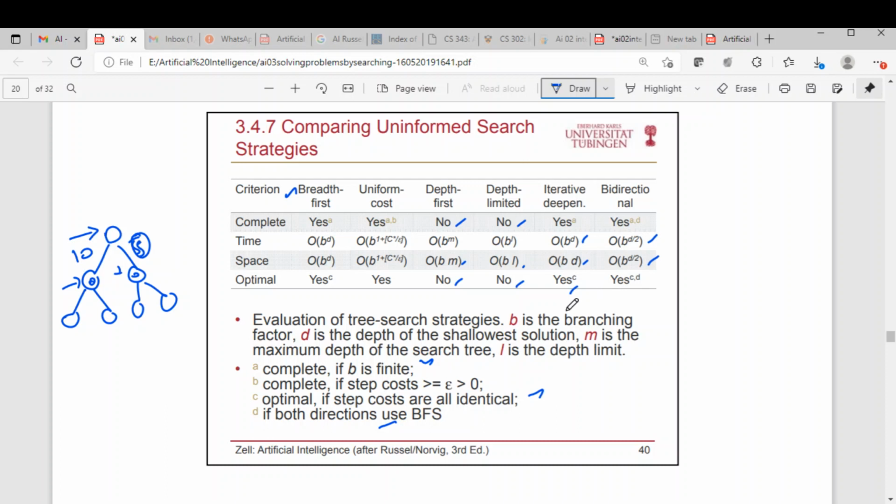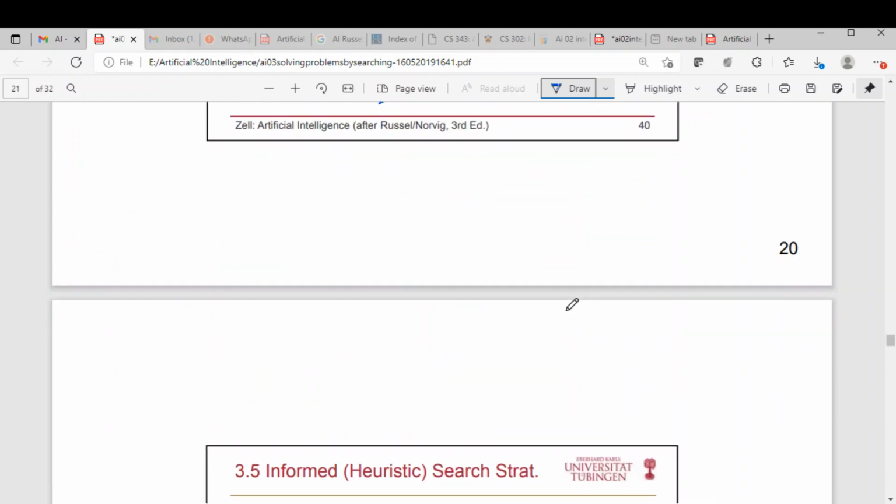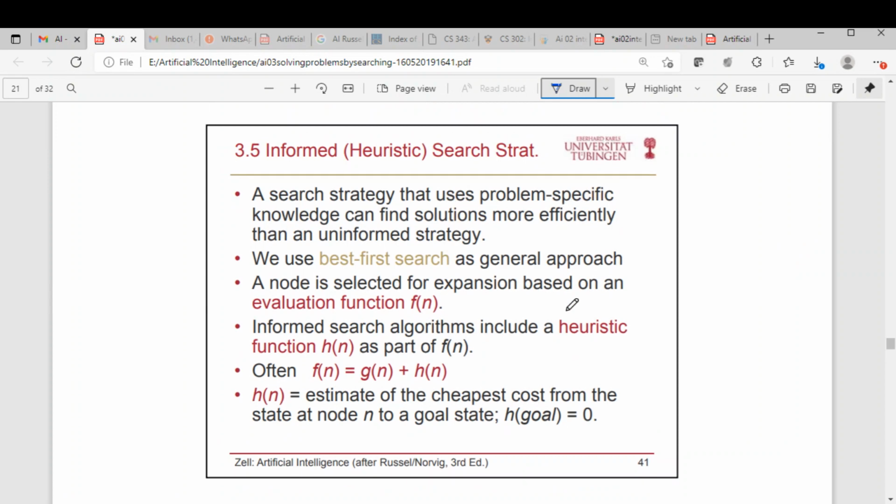So that's it about the different uninformed search techniques. Now we will move on to the next class of algorithms, which are called informed search strategies or informed search techniques. Informed search techniques are also called heuristic search techniques.